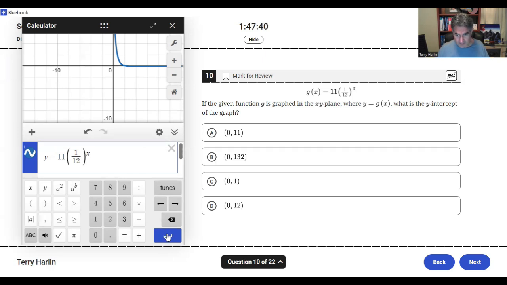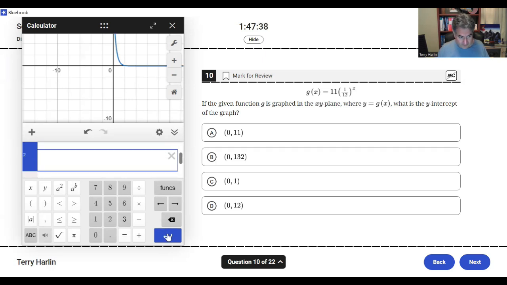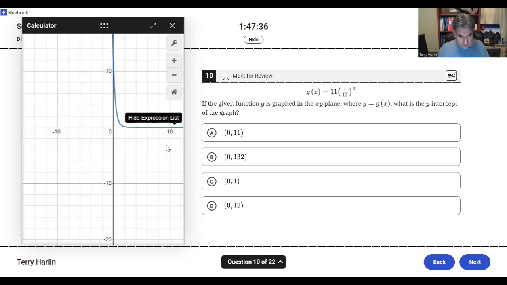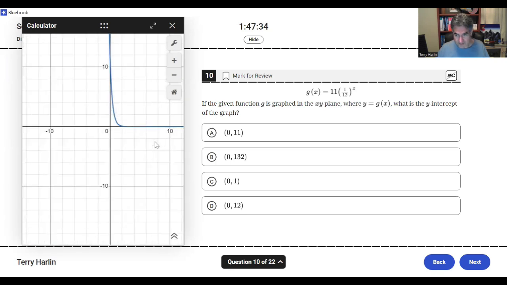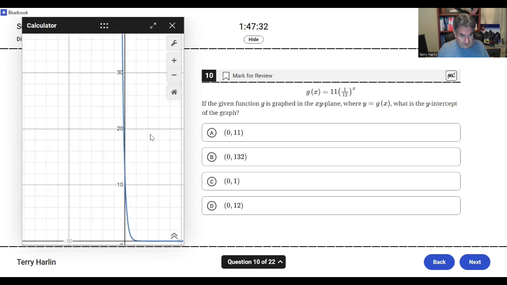Okay, so let me click here and reduce this here. And there's going to be a y-intercept, obviously. I can't tell exactly where it is. So let me click on here, and then it tells me it's at 11. So my y-intercept is at (0, 11). Boom. There's my answer.